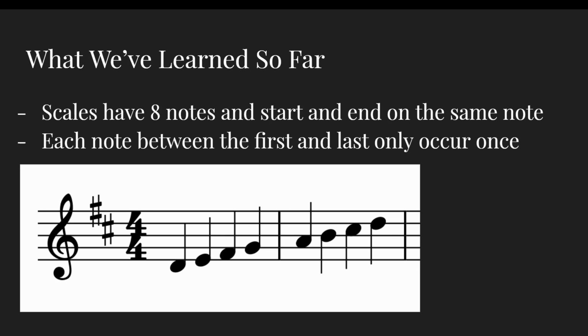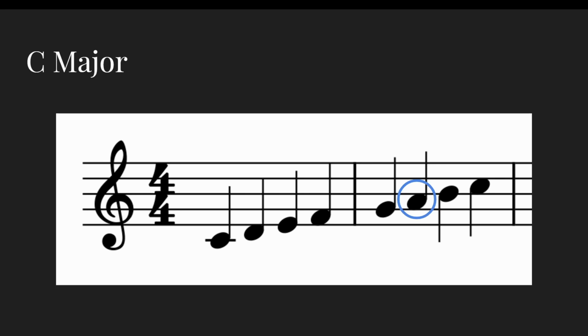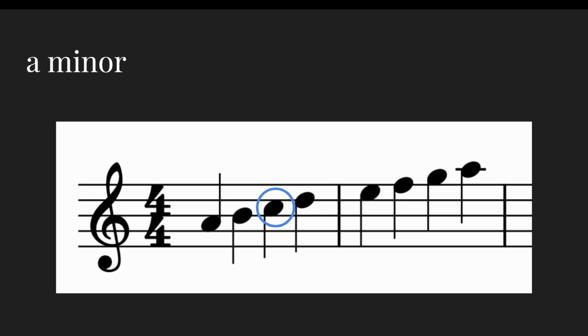Let's also do a recap of what relative major and minor key signatures are. Remember, relative minors use the same key signatures as their relative major counterparts, but start on different notes. Let's use the basic example of C major and A minor again. Remember, C major and A minor both do not use sharps and flats. All notes are natural, but since A is the 6th note of C major and C is the 3rd note of A minor, we know that C major is the relative major of A minor and A minor is the relative minor of C major.